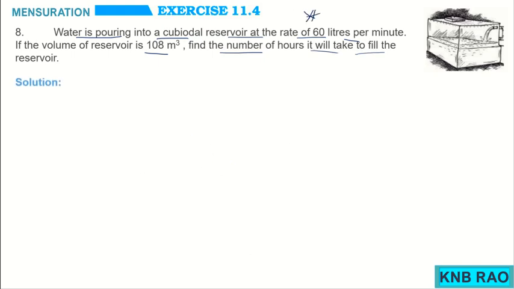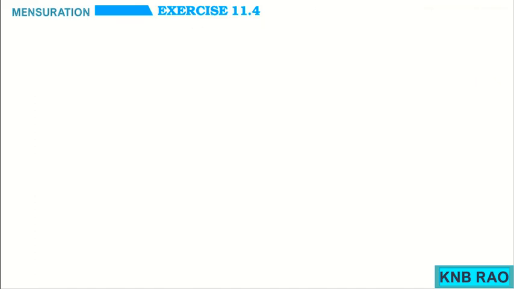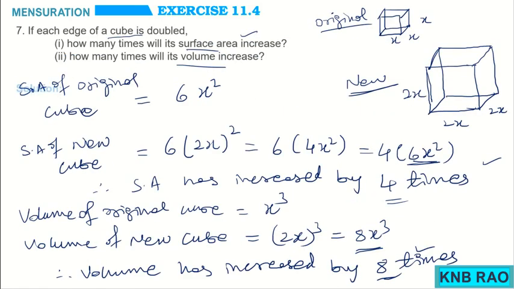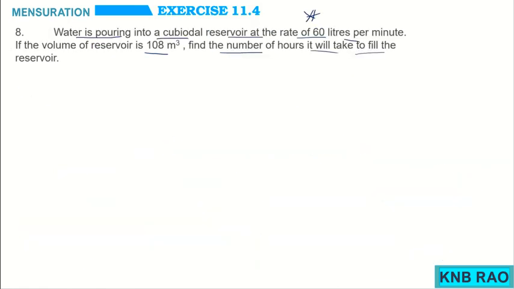Here we use the same concept we used in the cuboid and cubes question earlier, question number 4. Let the number of cubes be n. So the volume of a smaller cube into n equals the volume of a bigger cuboid. So n equals the volume of the bigger cuboid upon the volume of a cube, which gives how many cubes are required. The same concept we use here also in question number 8.